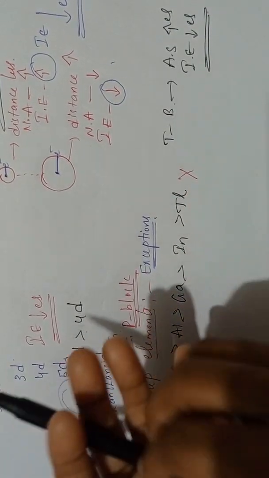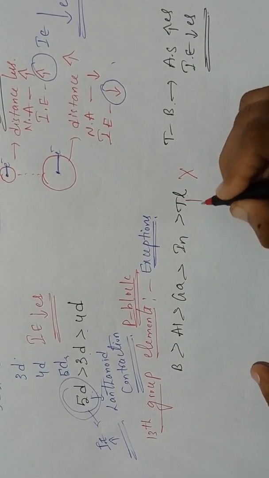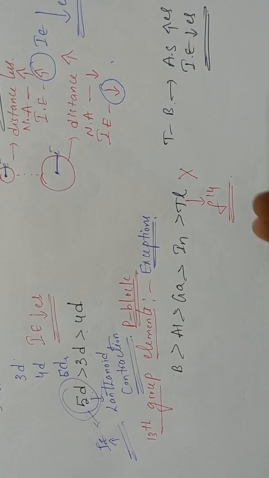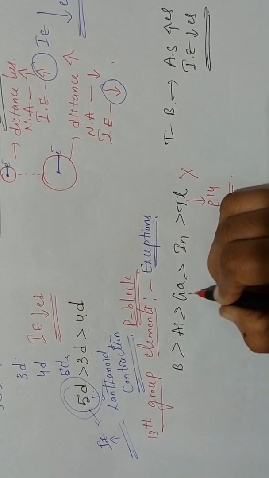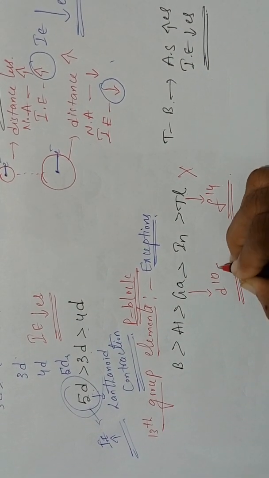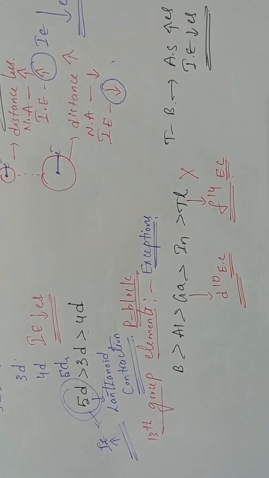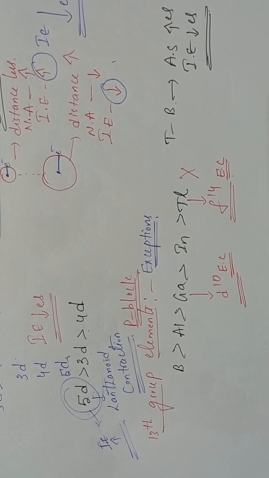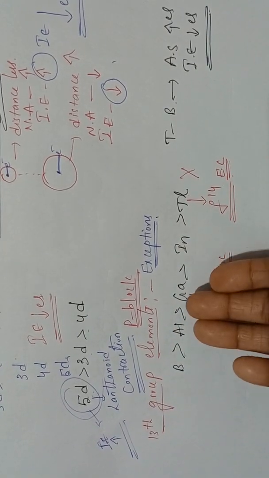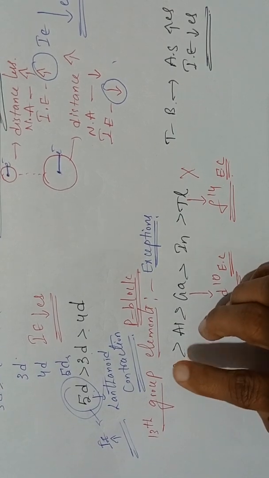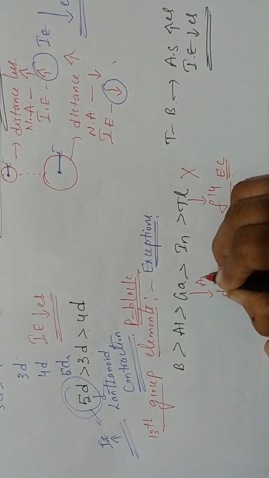Because here, if you observe the electronic configuration, students, thallium has the 4f14 electronic configuration. And coming to gallium, gallium has the 3d10 electronic configuration. Are you clear? The 13th group electronic configuration is ns2 np1. So for gallium, if you take the previous noble gas, we can write argon.